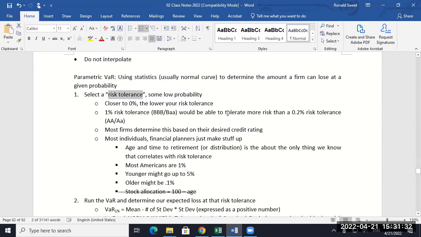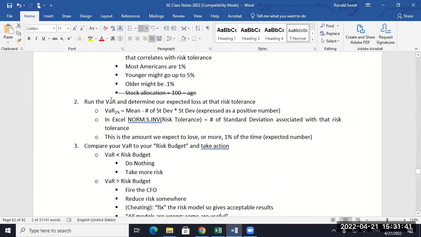Do you want to be AAA rated, AA rated, single A rated? The higher you want your rating to be, the lower your risk tolerance is going to be. You're going to be really conservative. The second thing you do is you run your VAR. You just plug it into this.